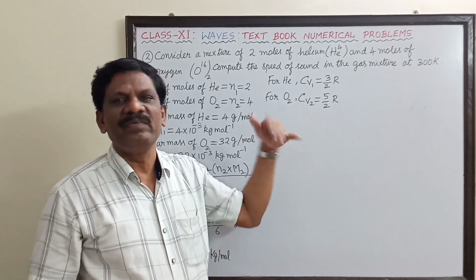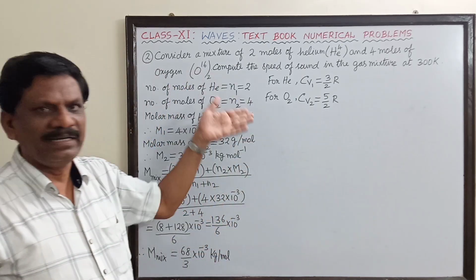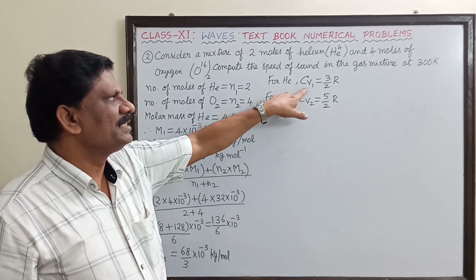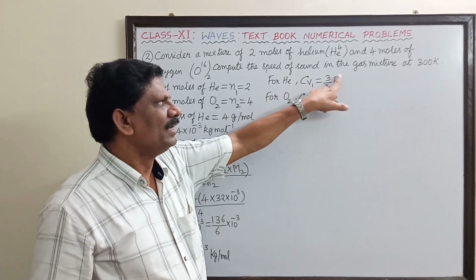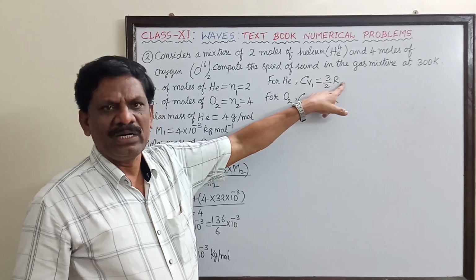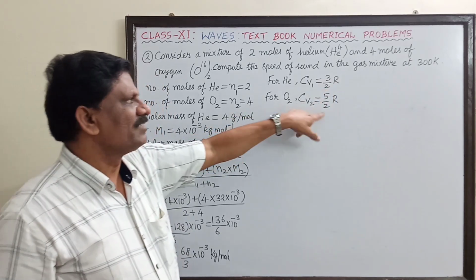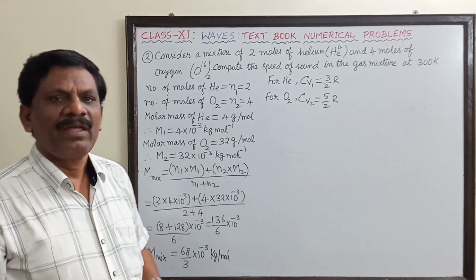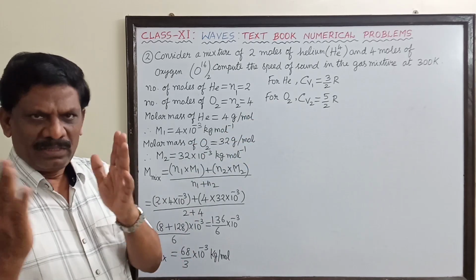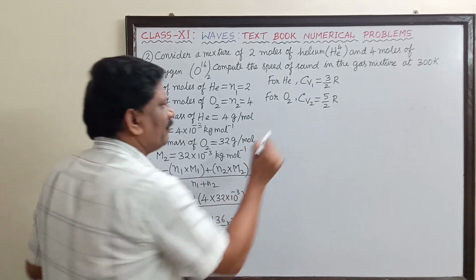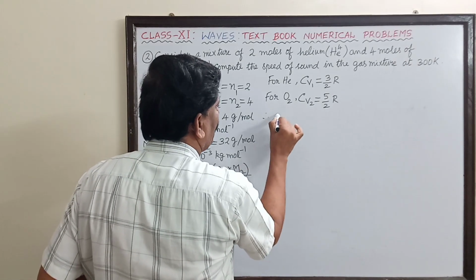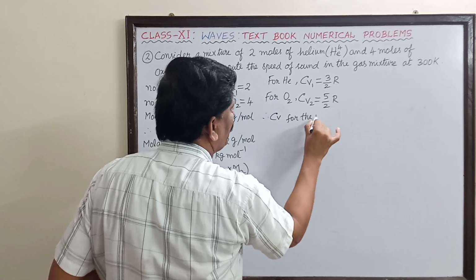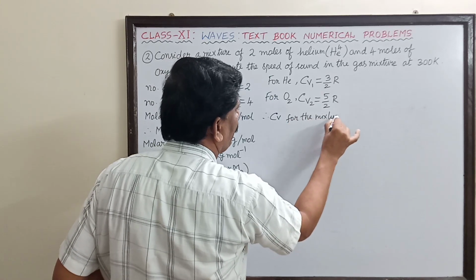These two pieces of information we have to remember. We have studied them in the previous chapters, thermodynamics and kinetic theory. We have studied specific heat capacities, isn't it? The molar specific heat capacity of helium is 3 by 2 into R for a monoatomic gas, and for oxygen it is 5 by 2 into R because it is a diatomic gas. Now we have to find the common value.